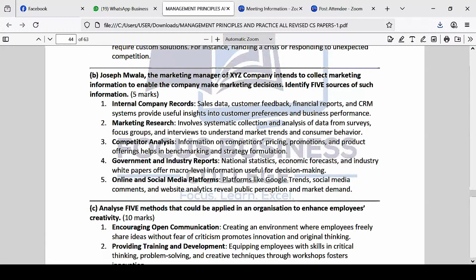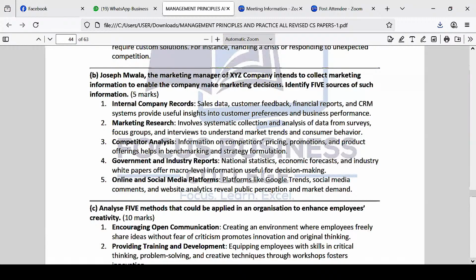You can try to analyze the competitor, and that one can also help you. So what do you mean? Information on competitors' pricing, you can look at how much they are pricing their products.